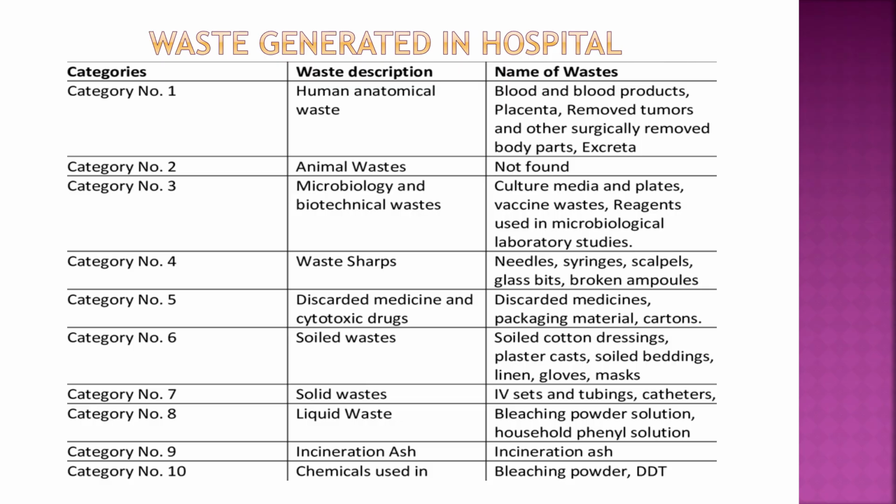Then category 7 is solid waste like plastic waste such as IV sets, tubings, catheters. Category 8, that is liquid waste, which are reagents used in the hospital. Then category 9 is incineration ash. And then category 10 is chemicals.